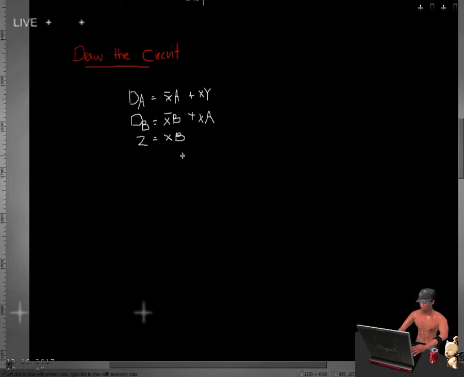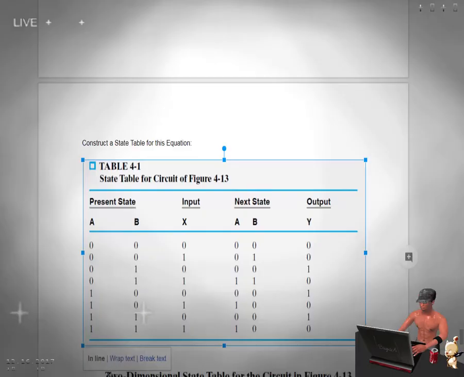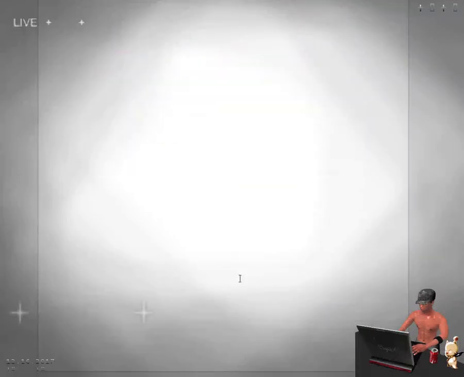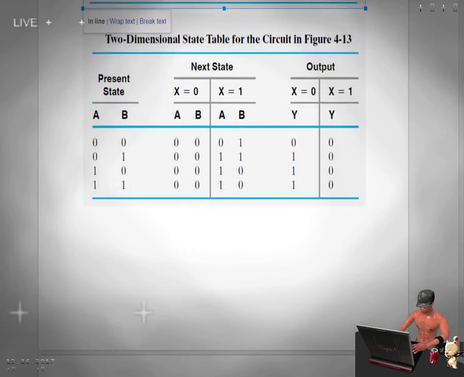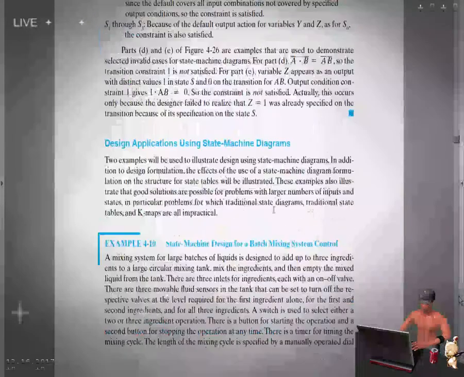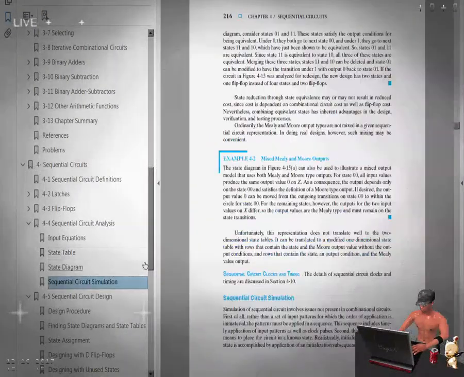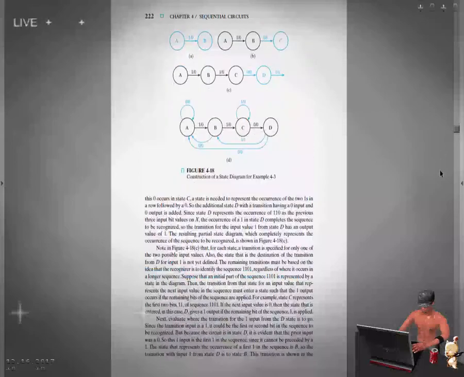Alright, let's do the combinational circuit first. Alright guys, we have inputs, right? I'm trying to think about how to draw this. Let's look at an image real quick. Let me see if I find it. Wow, that's the last page. Oh no, it's not even the book. But it's gonna be here. Flow sequential series, state diagram, sequential circuit simulation.